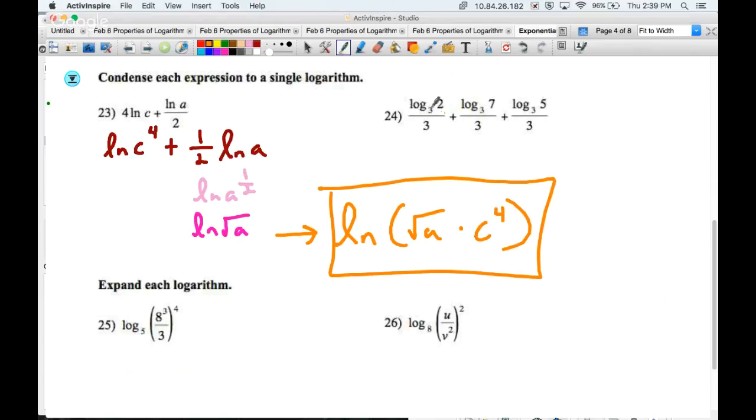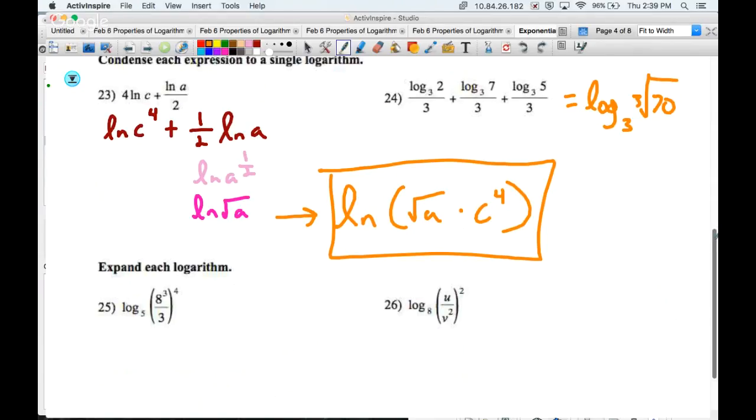All right, with these divide by 3s, those can become cube roots. This one here becomes log base 3 of the cube root of 70. Because once I am adding them and then multiplying them, all those cube roots can combine. Think back to our unit on radicals.